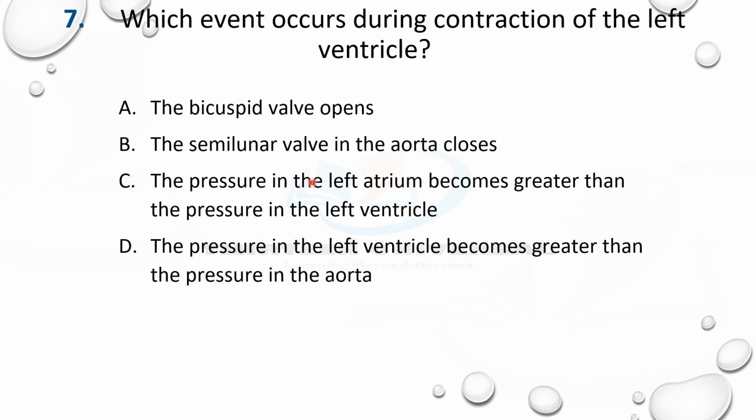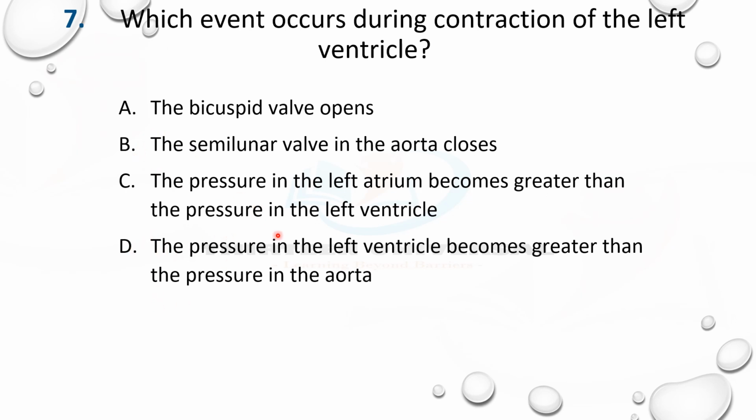C says the pressure in the left atrium becomes greater than the pressure in the left ventricle. No, left ventricle. All right, because when the left ventricle is contracting, the left ventricle is thicker than the left atrium. So the pressure here is greater than the pressure here because this has thicker walls and pumps blood through longer distances. So A, B, C are wrong. So most likely D will be right.